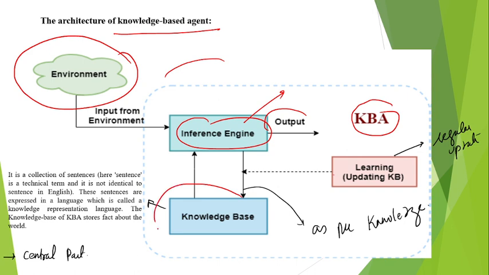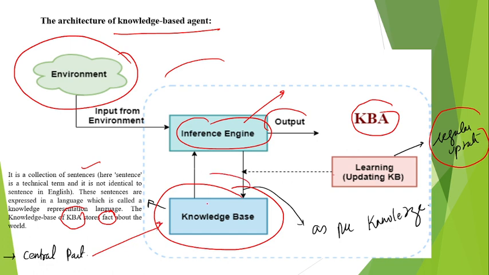There is a knowledge base which goes to the inference engine. From there it goes to the output. Learning update: regularly it gets updated. What is this one? The collection of sentences. Here sentence means the representation of knowledge which the knowledge agent can understand. This knowledge base stores facts about the world. Facts about the world are real things of the world. And this is called the central part of our knowledge base, where everything is stored in the form of sentences.